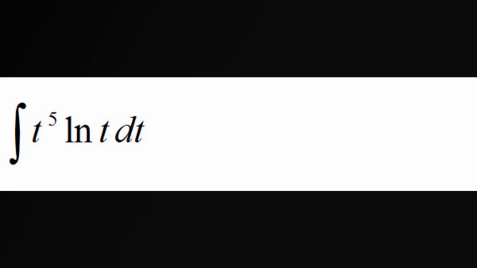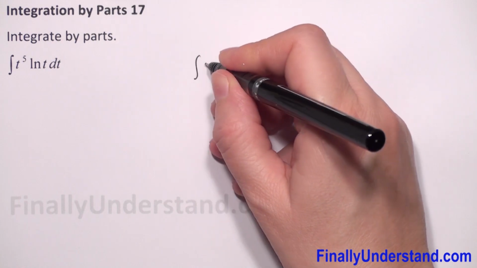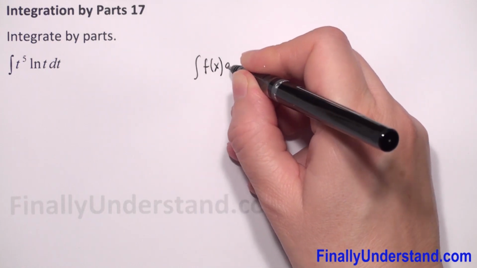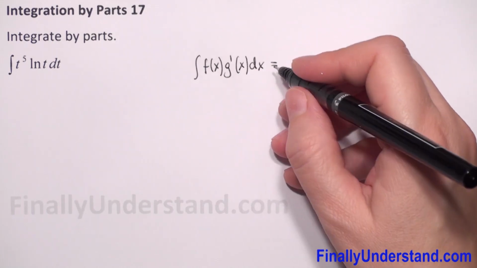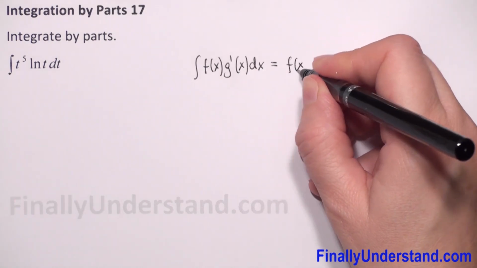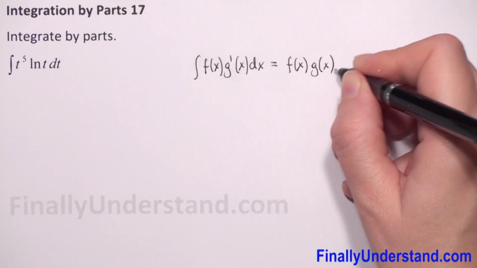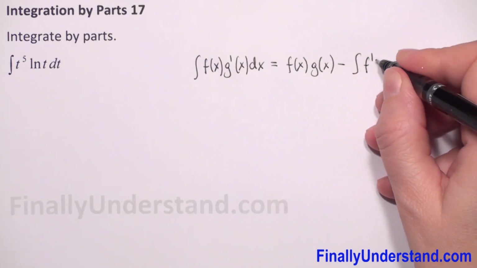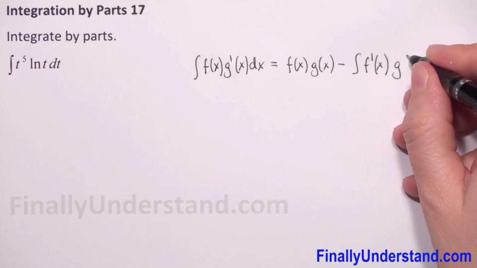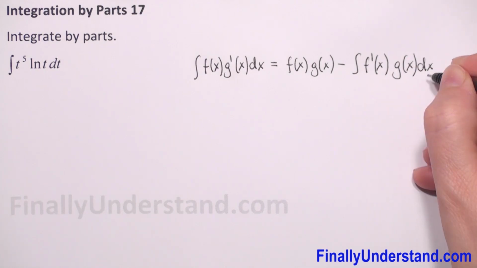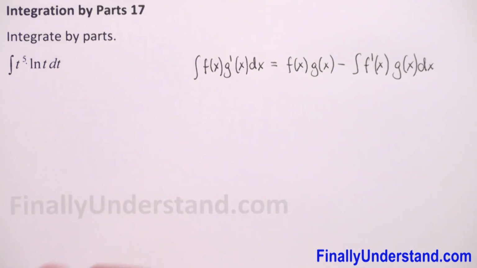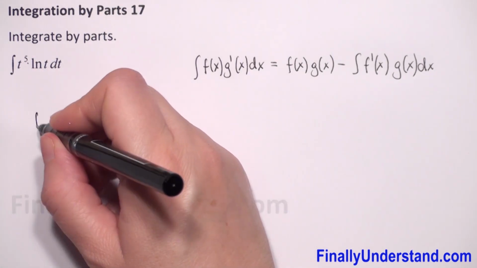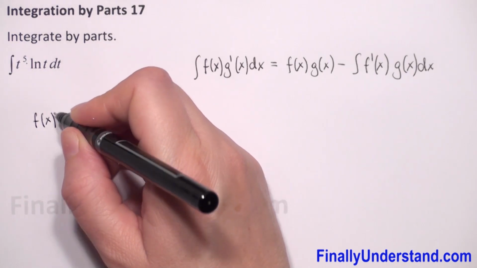First, let me remind you of the formula for integration by parts. When we have the integral of f of x times g prime of x with respect to x, this is equal to f of x times g of x minus the integral of f prime of x times g of x with respect to x. So, because we have a multiplication here, I will put that f of x is equal to f of t.